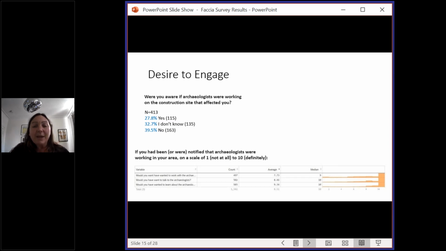And when we asked kind of a strength of feeling question, if you were notified that archaeologists were working in your area, on a scale of 1 not at all to 10 definitely, would you want to engage with them? Obviously, people really want to engage with archaeology. So you see there are 3 options. Would you have wanted to work with the archaeologists, talk to the archaeologists, or learn about the archaeology? And the average response numbers are 7 and above, with the median response number being 9 or 10.